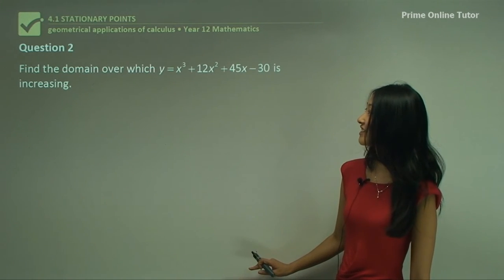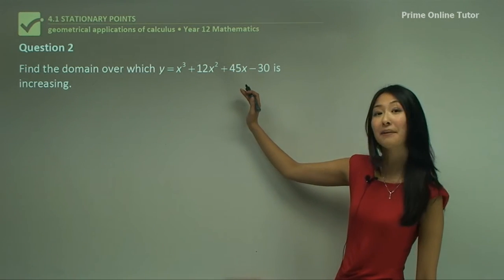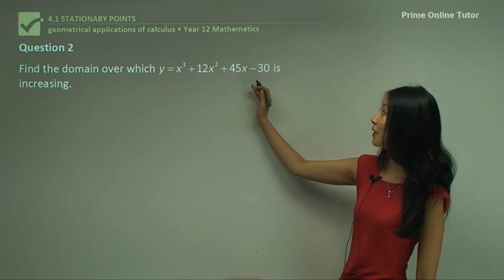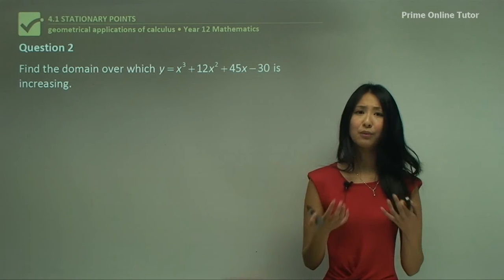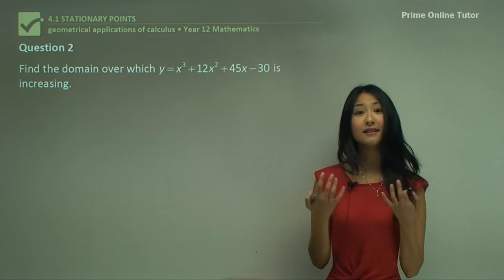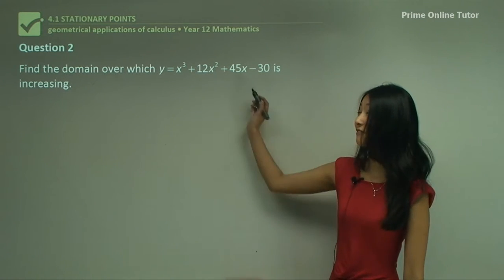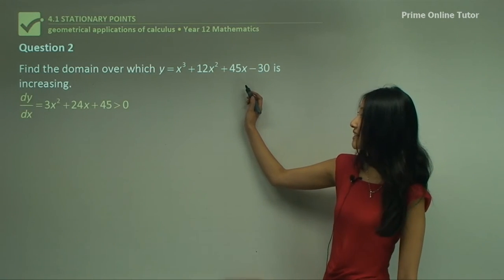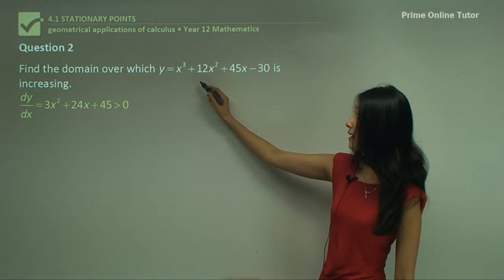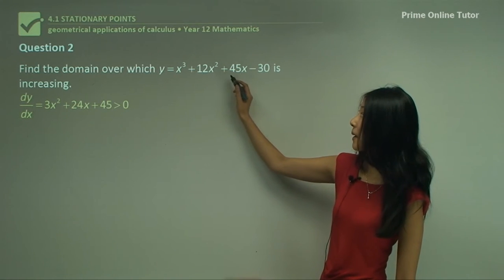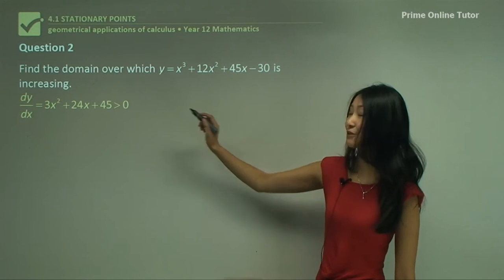So in question 2, we want to find the domain over which y equals x cubed plus 12x squared plus 45x minus 30 is increasing. So remember, once again, we think increasing, okay, that's when dy on dx is greater than 0. So we want to find the first derivative again, which in this case, take the 3 down, dy on dx equals 3x squared plus 24x plus 45, and the minus 30 just disappears. And that's greater than 0.